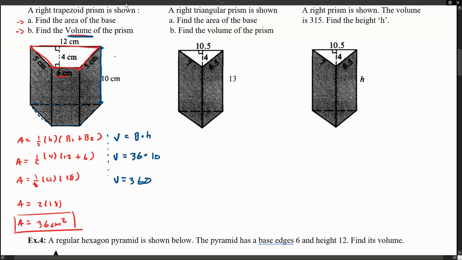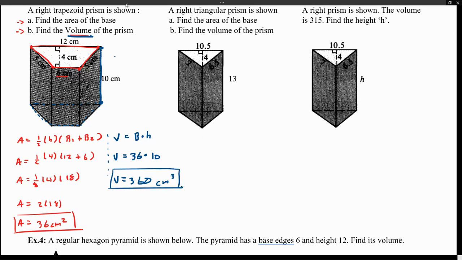And therefore the volume is 360. But now, very important, the units for volumes are going to be cubes. Notice that all measurements were given to us in centimeters. So therefore the volume is centimeters cubed. Very important: all units for volumes are always going to be given in units cubed. So for area, it's always squares. For volumes, it's always cubes.